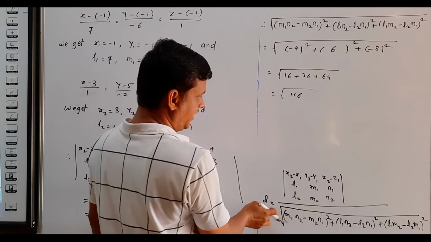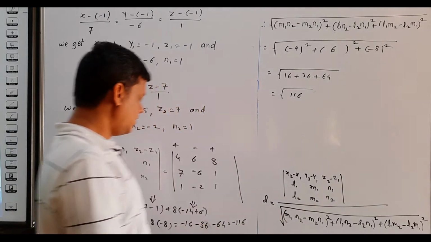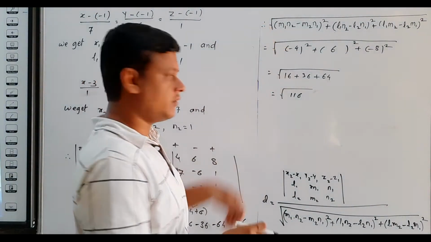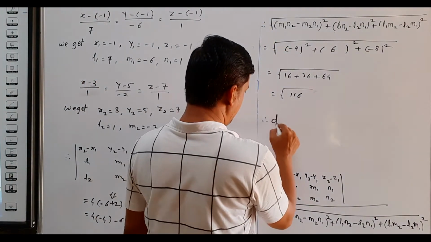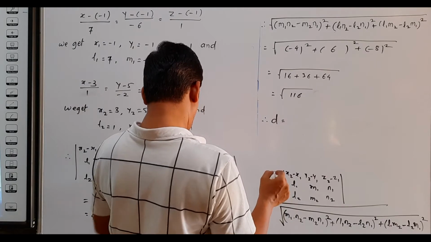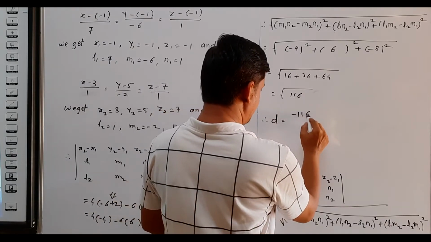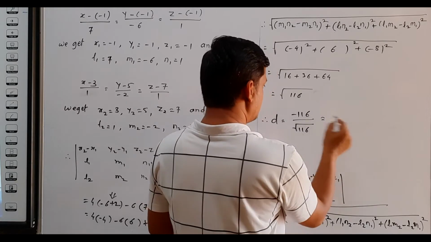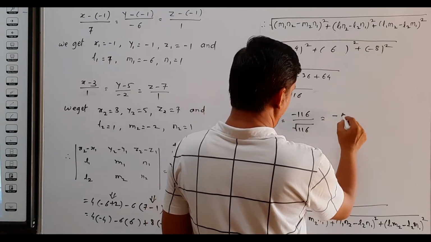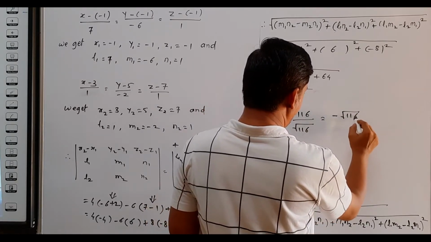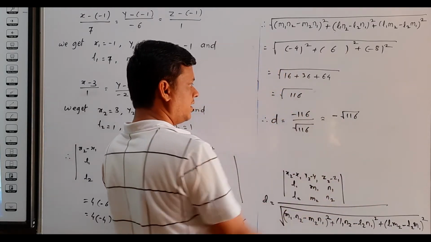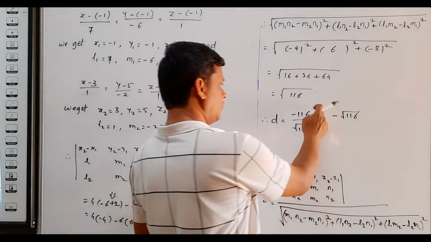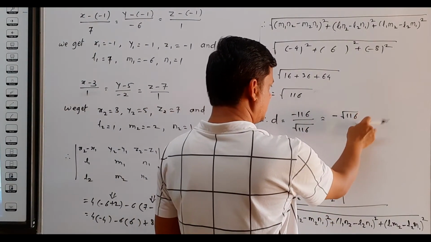Now we have to find the shortest distance. So substitute these two values, value of this determinant and value of this square root. So we write here therefore d is equal to, we get the value minus 116 upon square root of 116. So we get value here minus square root of 116, because numerator we write root 116 into 116. So one root gets cancelled. So this is the distance.